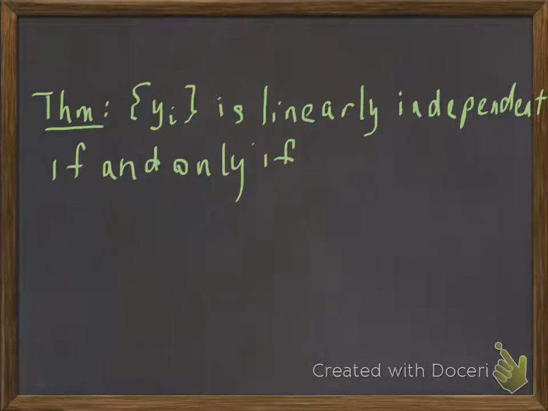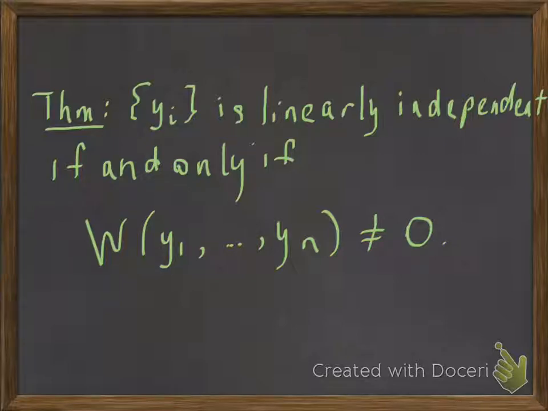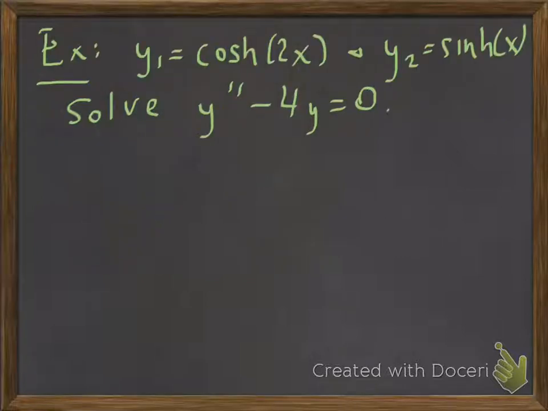So how do we know if I have a set of n solutions to a differential equation, how do I know if they are linearly independent? Well, that's where the Wronskian comes in. So a set of functions is linearly independent if and only if the Wronskian is non-zero. So that's going to be, if we're given a set of solutions, how we're going to determine if they are linearly independent. So let's see an example of that.